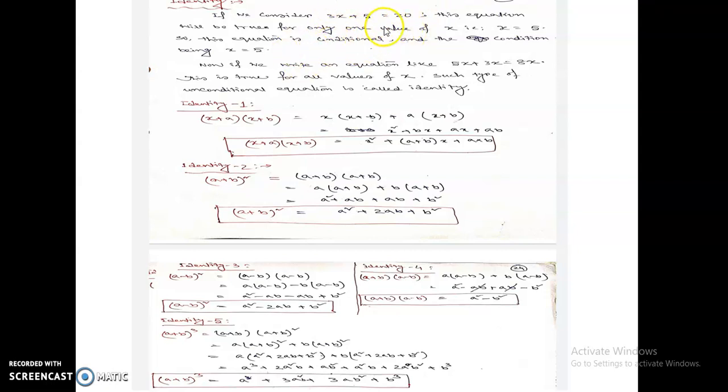This is not an identity. Identity means those kinds of algebraic expressions which are satisfied for every value of x, like 5x plus 3x equals 8x. No matter what value you try to put in this expression, it will be satisfied for each and every value of x. Suppose you put x equals 1: 5 plus 3 is 8. If you put x equals 2: 5 into 2 is 10, 3 into 2 is 6, 10 plus 6 is 16, and 8 into 2 is 16. So for every value of x, 5x plus 3x equals 8x is satisfied.